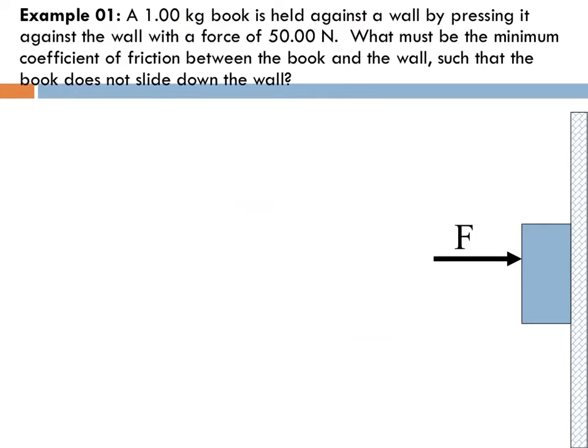In this problem, a 1 kilogram book is held against a wall by pressing it against the wall with a force of 50 newtons. What must be the minimum coefficient of friction between the book and the wall such that the book does not slide down the wall? Always we start with a free body diagram. I know I have a force being applied to it, meaning that my wall is providing a support force, so it's my normal force. This mass also has a force of gravity acting on it. And I need to have a frictional force opposite in the direction that it would be moving if there were no friction.